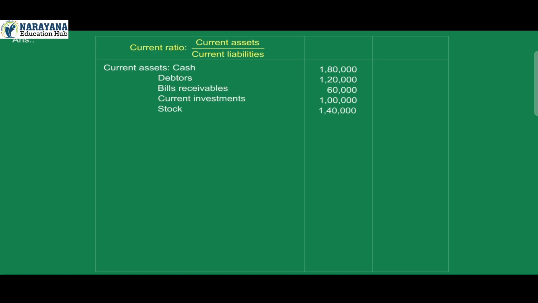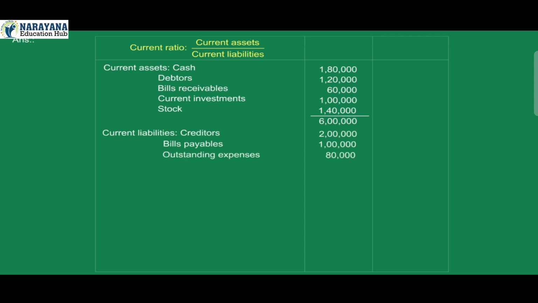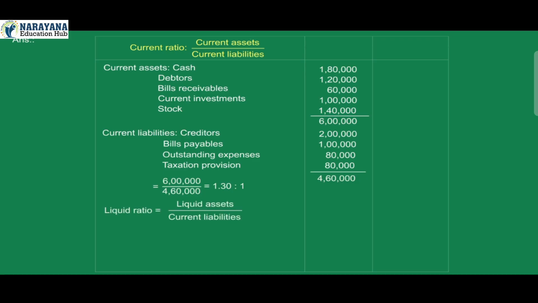Answer. Current ratio is current assets divided by current liabilities. Current assets: cash 1,80,000, debtors 1,20,000, bills receivables 60,000, current investments 1 lakh, stock 1,40,000. Total 6 lakh. Current liabilities: creditors 2 lakh, bills payables 1 lakh, outstanding expenses 80,000, taxation provision 80,000. Total 4,60,000. Current ratio is 6 lakh divided by 4,60,000, which is 1.30:1. Liquid ratio is liquid assets divided by current liabilities.